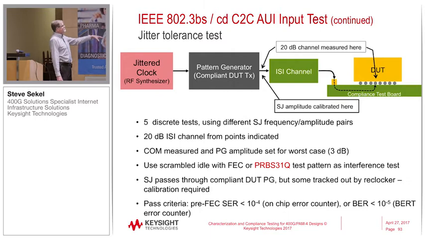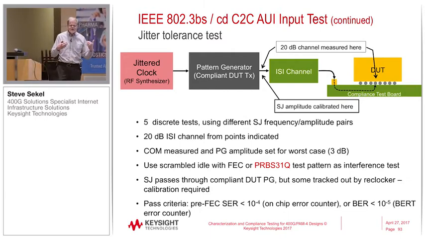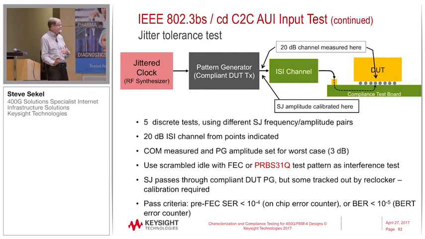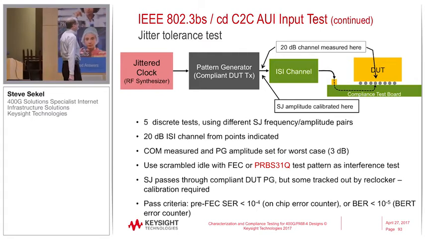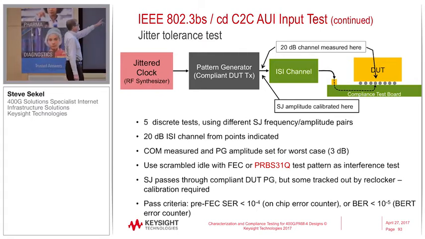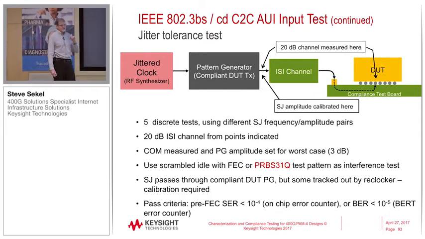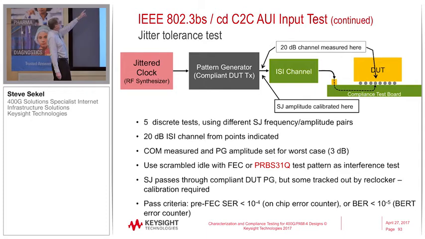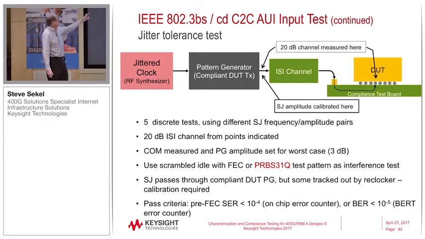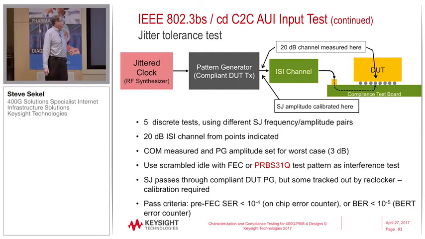Okay, so now let's move over to the jitter test. I said this chip-to-chip has both an interference test and a jitter test, and this is where we run into the issue, because remember I said that it only has a low frequency SJ in it. So now what we do is we use an RF synthesizer in front of that compliant DUT, along with a pattern generator, and feed the same thing.